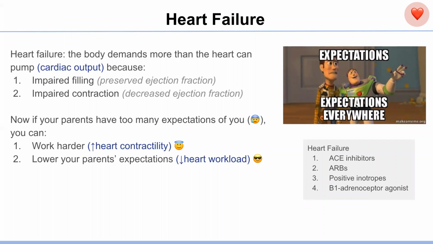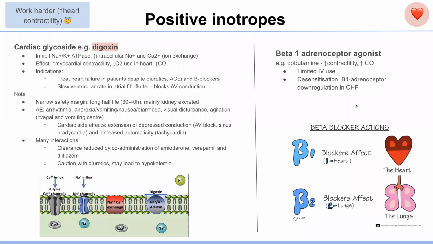This occurs when the heart cannot meet the demands of the body. And there's two types, impaired filling and impaired contraction. Now, if the heart cannot meet the demands of the body, how do we fix it? We can either make it work harder by increasing heart contractility, or we can decrease the work that the heart has to do. So first, let's talk about working harder.